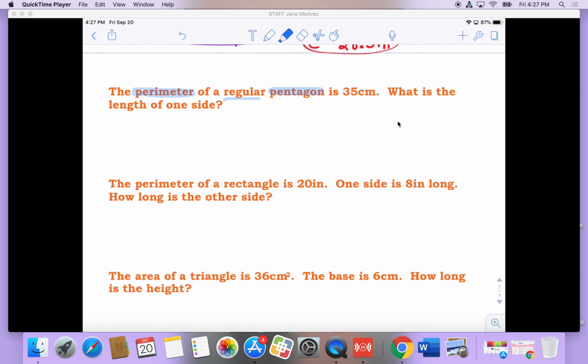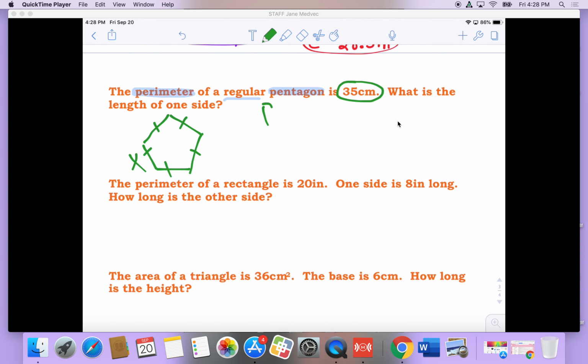So now I'm taking some of the things that I learned from the first day that we started this chapter and I'm going to apply it. They want to know what is the length of one side. So if you want to, you could draw a picture of a pentagon. You do not need to, but sometimes it helps. It's regular, so all the sides are the same. And it gives you the perimeter. So notice that a side is X. I just gave it X. You could give it S, you could give it T, whatever you want.